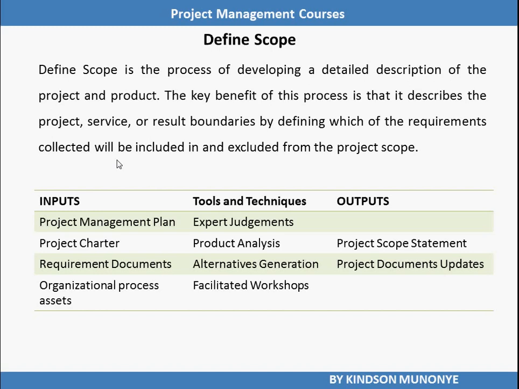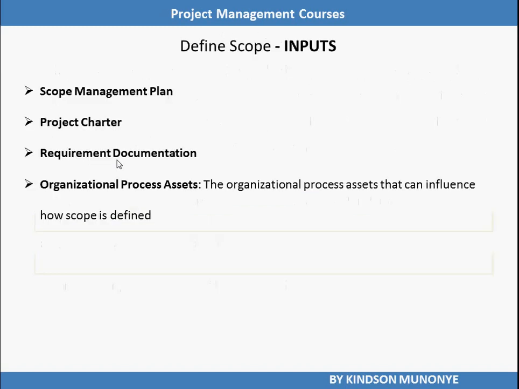Alright, let's now look at the inputs as well as the tools and techniques. We have 4 inputs: project management plan, project charter, requirements documents, and organizational process assets. Tools and techniques are expert judgment, product analysis, alternatives generation, and facilitated workshops. And outputs are the project scope statement and project document updates. So let's take a closer look at these ITTOs.